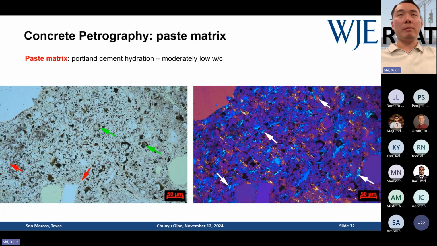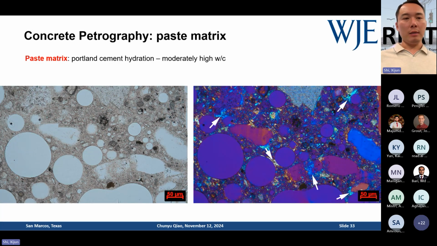as crystals distributed in the cement paste. Actually, that's very typical calcium hydroxide crystals in normally hydrated concrete. And you can see this is a high water-cement ratio or moderately high water-cement ratio mix.